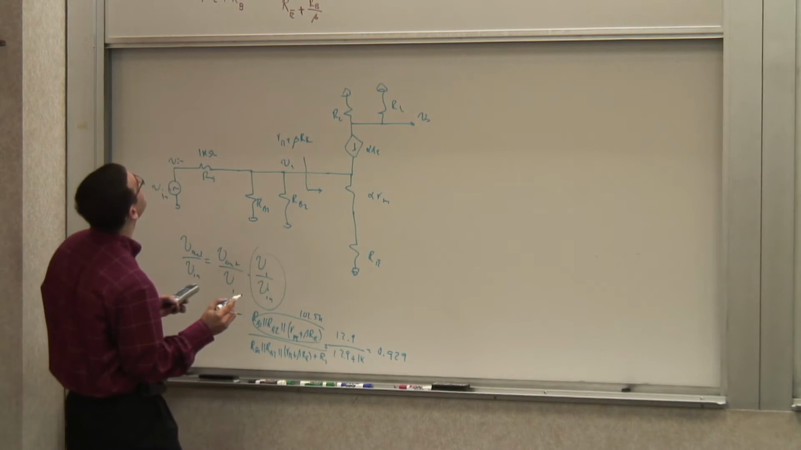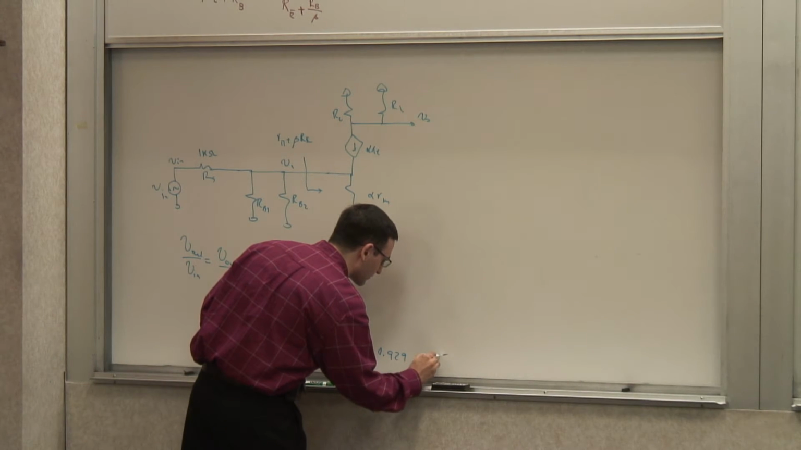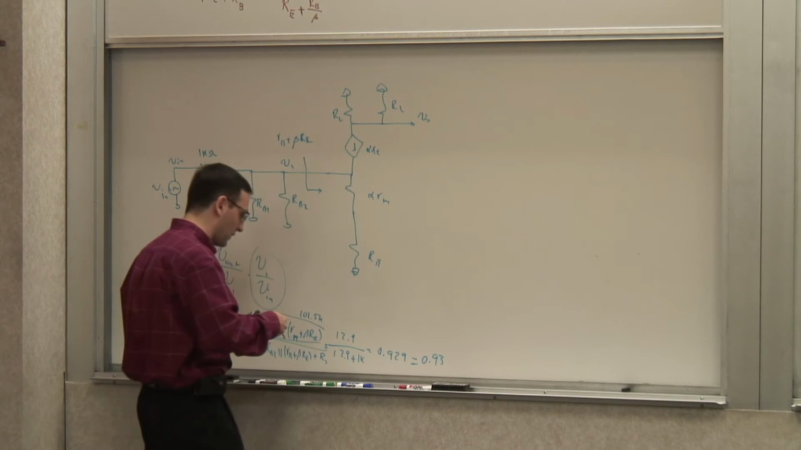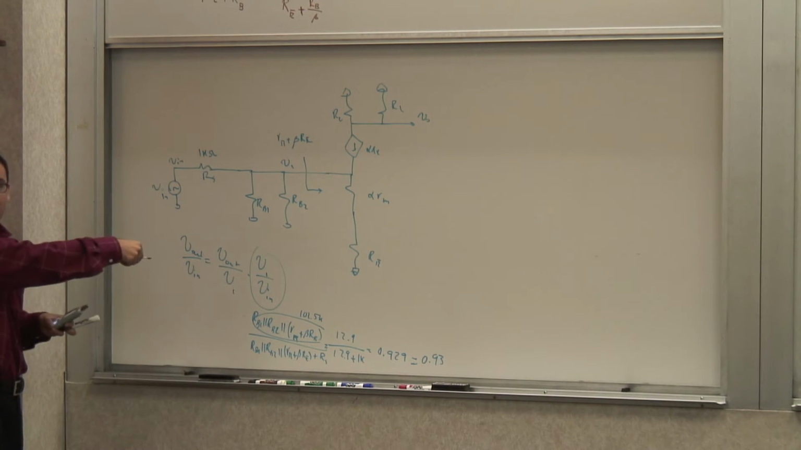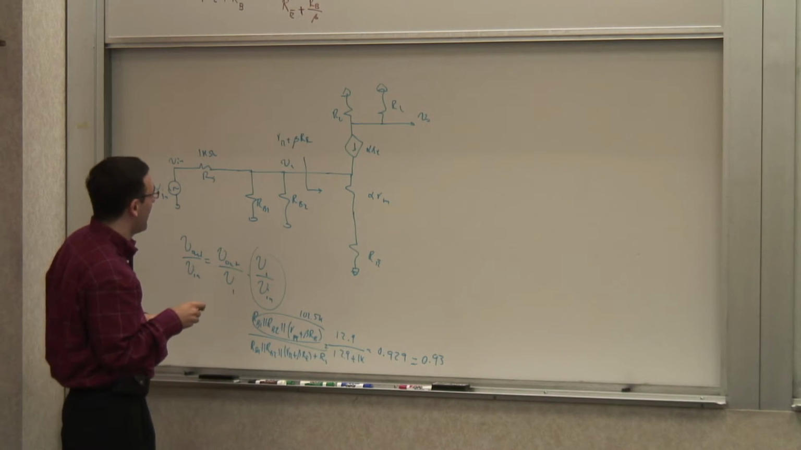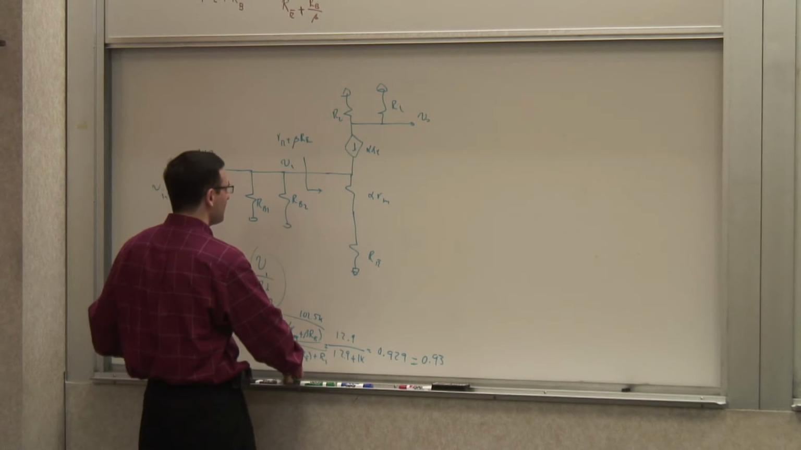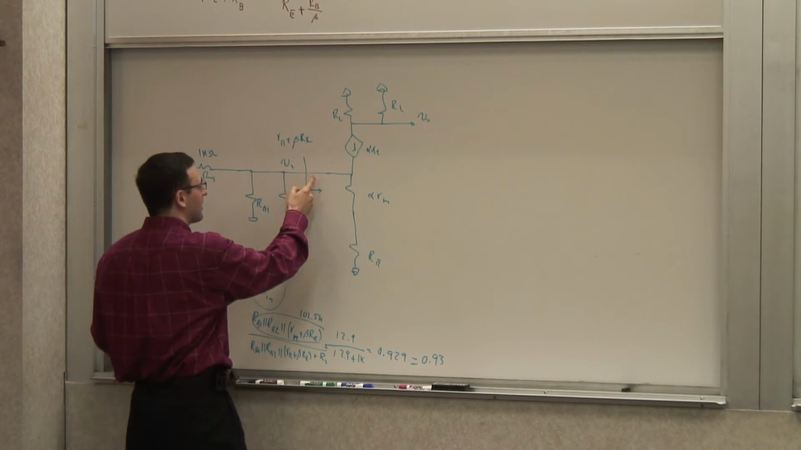What did we have there? 0.9. Okay, well, it's 0.93. Okay. That was close. I swear I didn't remember. Now, that's the gain from here to there. Now I have to calculate the gain from here to there.